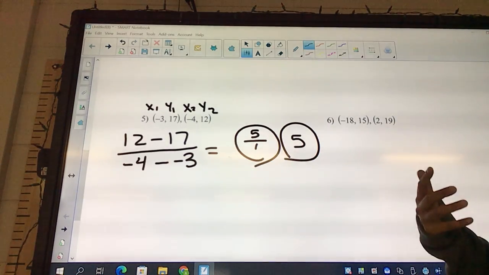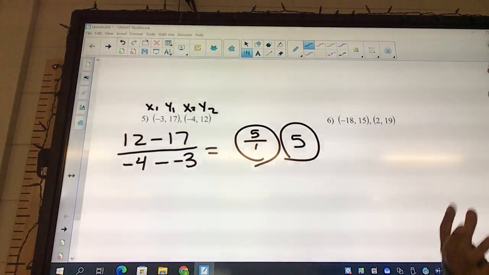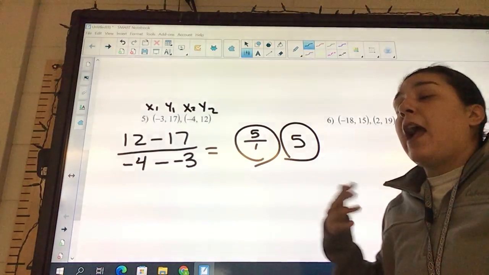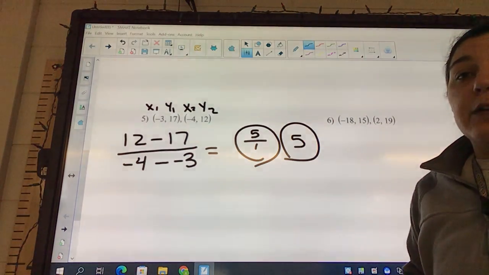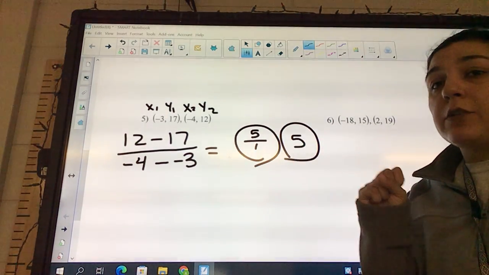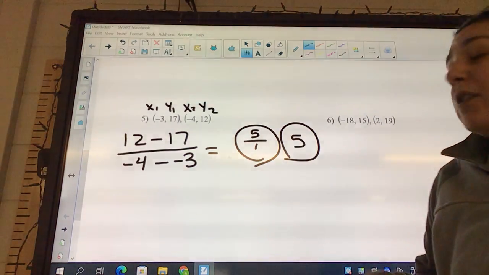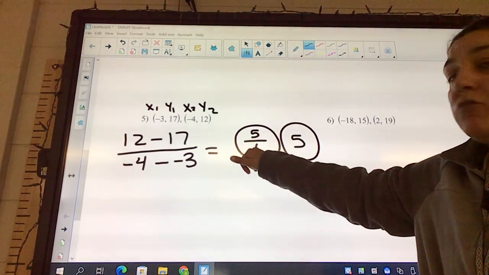And when we're talking about the rate of change or the slope, for every hour, I make $5, okay? So if I work 2 hours, I should have $10, okay? I would rise 5 and run 1.